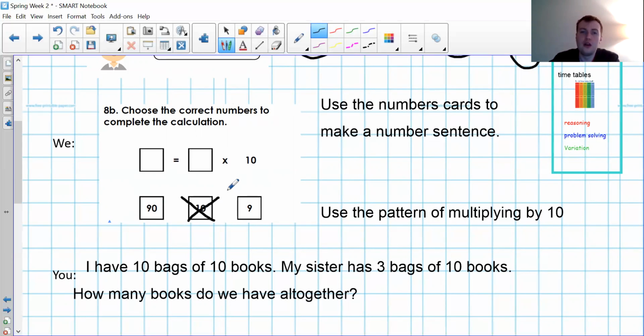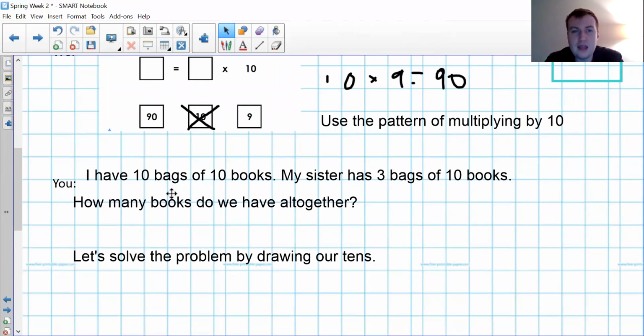Okay, so remember, when we're timesing by 10, the pattern is adding a 0, adding that placeholder. So here we've got 10. Is it likely to be times 90 to make 9? Probably not. So it's going to be the other way around. 10 times 9 equals, that's a weird equal sign, but don't worry, 90. Okay, 10 times 9 equals 90.